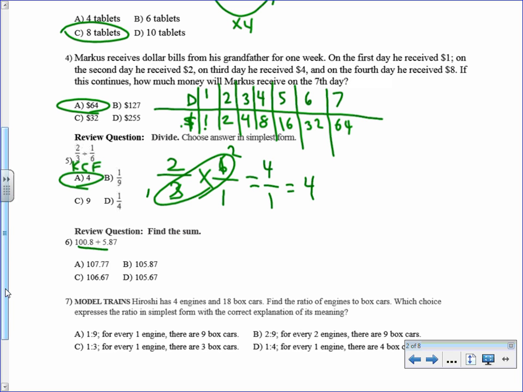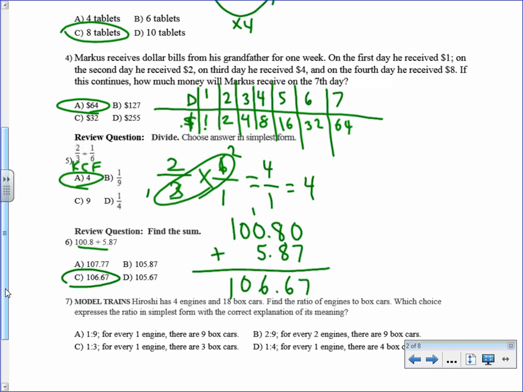Adding decimals, line them up. 100.8 plus 5.87. 7, 16, 6. Done. Again, line up the decimals.